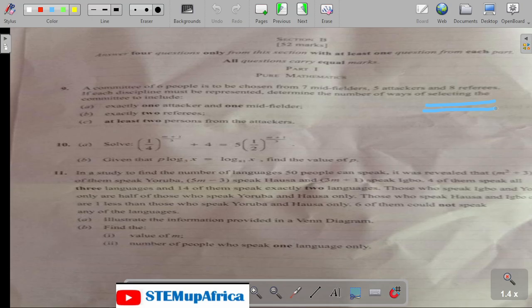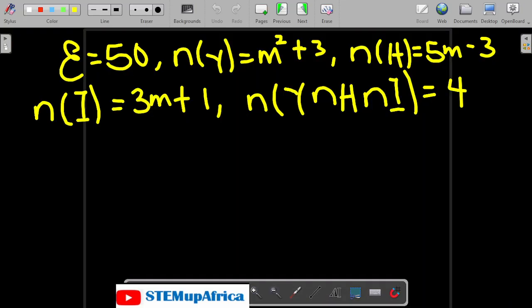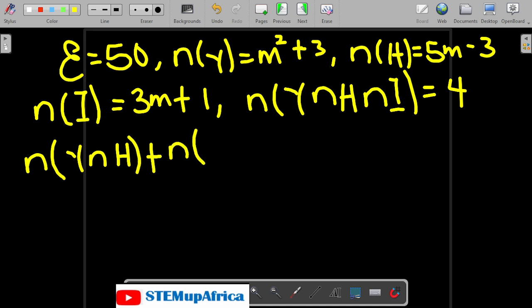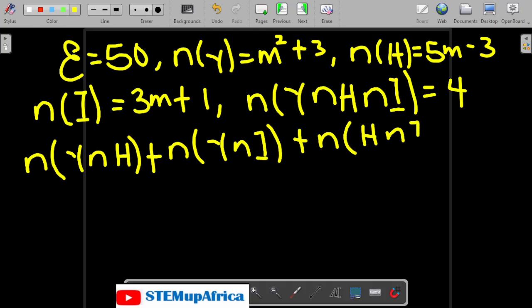Then 14 of them speak exactly 2 languages. That means the number that speak Yoruba and Hausa, the number that speak Yoruba and Igbo, and the number that speak Hausa and Igbo, the value is 14.